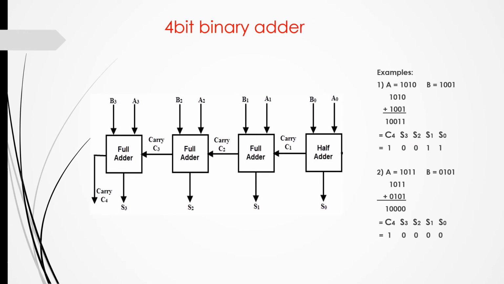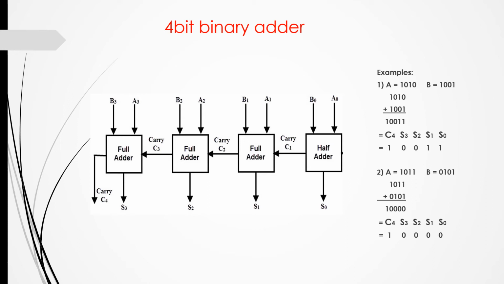Now we will see 4-bit binary adder. For addition of two 4-bit numbers, we use one half adder and three full adders. Half adder adds LSB, that is A0 and B0. Its output is S0. And full adders add A, B and carry input. So here you can see there are 5 outputs: S0, S1, S2, S3 and C4.